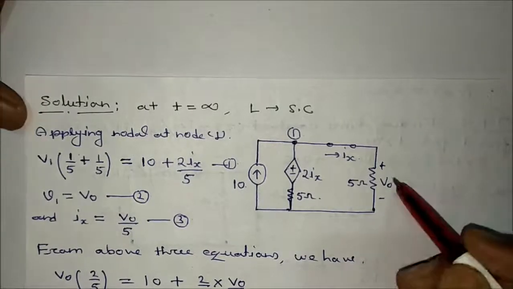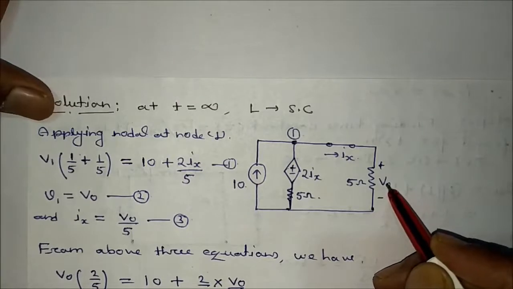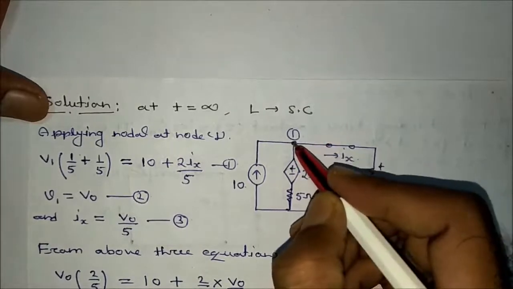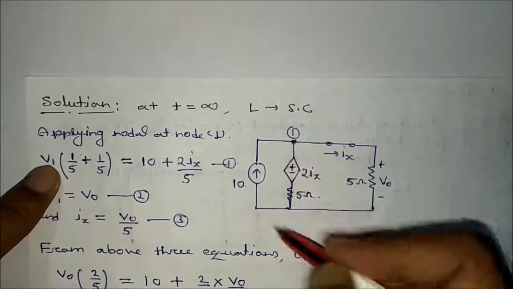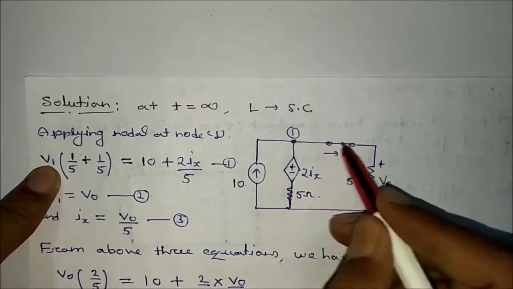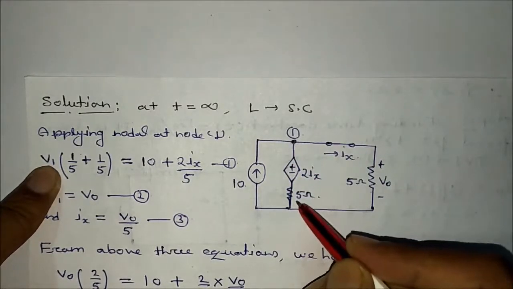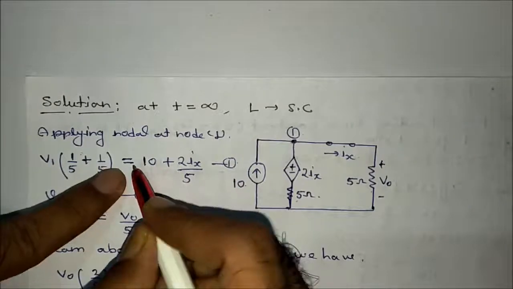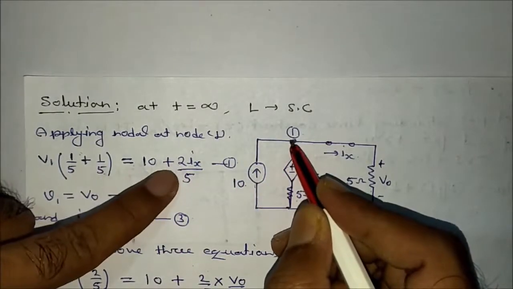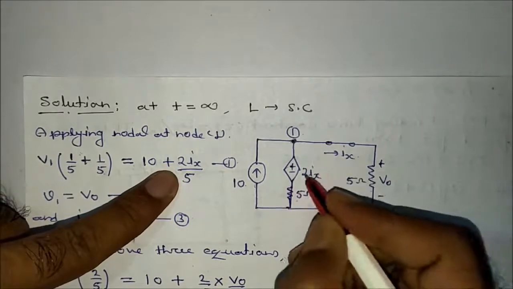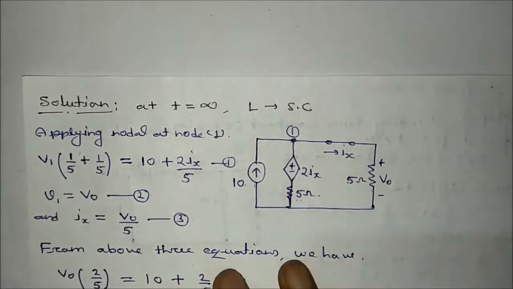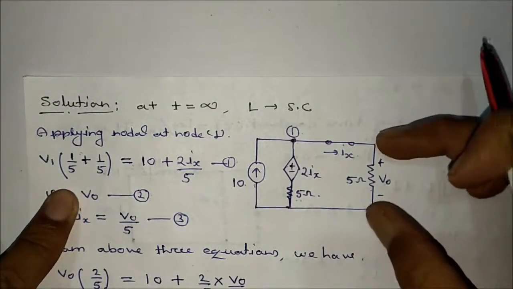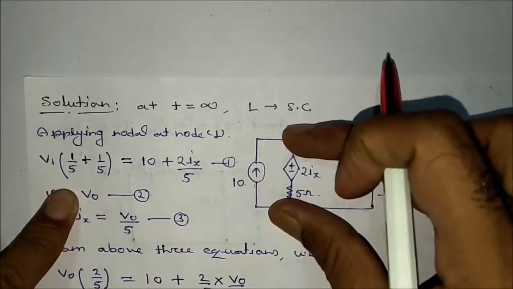Now you can easily calculate this V naught value. How? You just apply one nodal equation here. What you will get? V1, this is the nodal voltage V1. What is the resistance? Self resistance is 1 by 5, this is also 1 by 5. Okay, 1 by 5 plus 1 by 5. There are no mutual nodes. That means it is equal to the incoming current, 10 plus 10. Then this one is positive is connected here, so positive 2 ix divided by 5. That is equation number 1. But we have to calculate the value of V naught. This V naught value is exactly the same as V1.